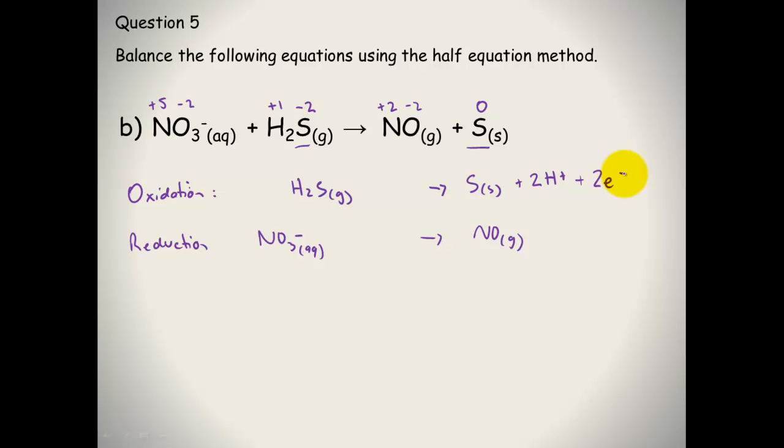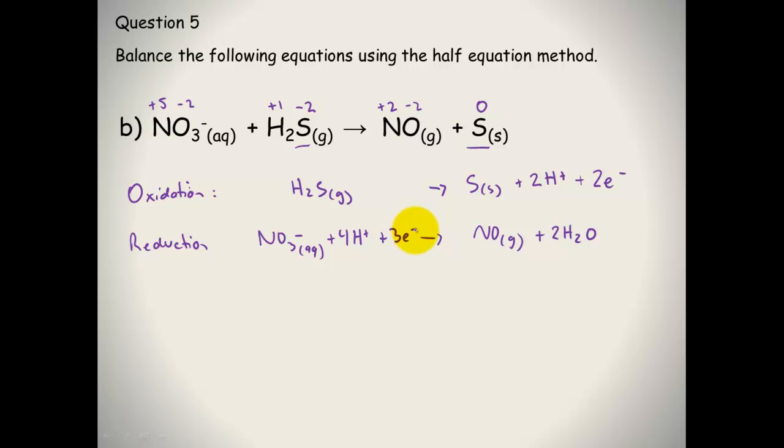This equation here, I've got nitrogens are balanced, 1 nitrogen each. I have 3 oxygens on this side and only 1 on this side, so I'm going to have to add 2 waters. To balance out the hydrogen now, I've got 2 waters on this side, so I'm going to need to add 4 hydrogens on this side. And now I need to balance out the charges. So I've got 4 positive and 1 negative. That makes 3 positive. This side's got a 0 charge, so I'm going to need to add 3 electrons to this side.